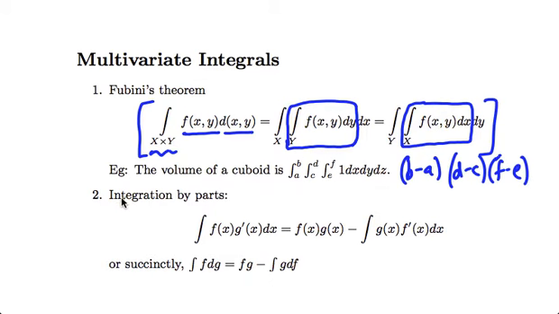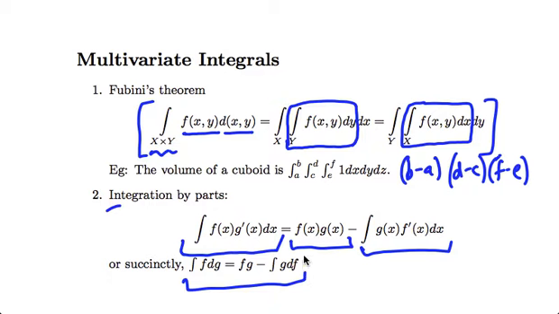Another important thing to keep in mind is integration by parts. This, of course, holds even in high dimensions. So if I have the integral of f of x times g prime of x dx, then I can write that as f of x g of x minus the integral of g of x times f prime of x dx. More succinctly, integral f dg is fg minus integral g df.